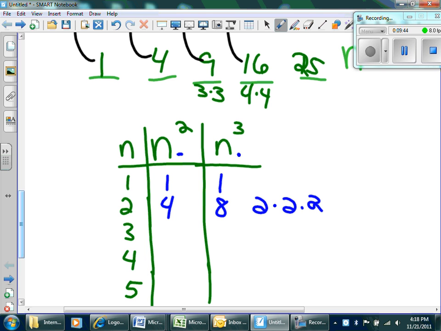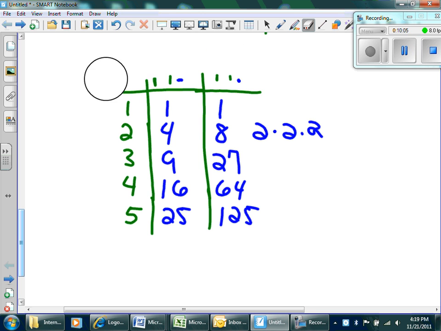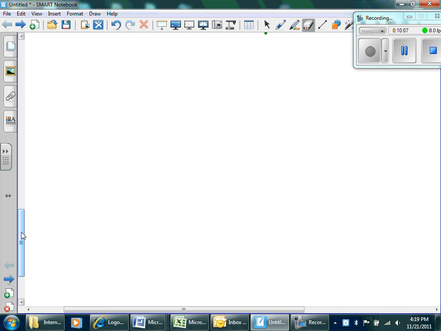All right, 3 squared is 9. 3 cubed is 27. All right, 4 squared, 16. 4 to the third, 64. 5 squared is 25. And 5 cubed is 125. All right, that was just a little practice to help you get it right. Remember, you're allowed to use your calculator, so no reason to get that part wrong.